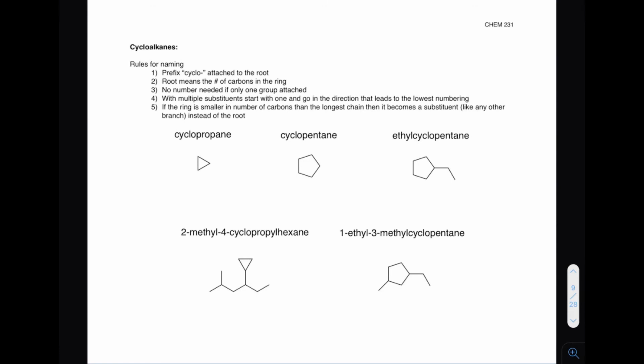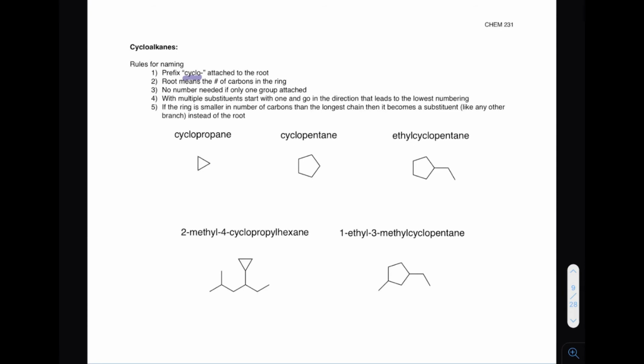So furthermore, we can also look at cycloalkanes, right? And the only difference here is instead of saying something is, for example, propane, when it's in a ring, then it is instead just cyclo, right? We just add cyclo to the beginning of the root, all right?